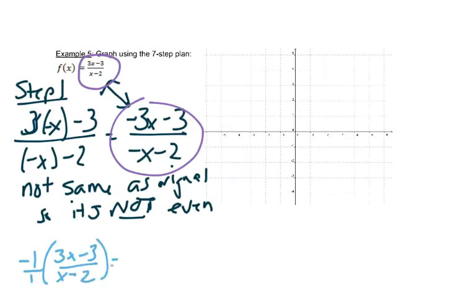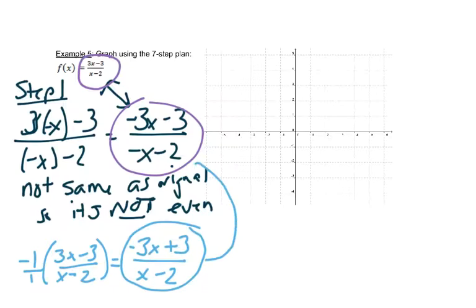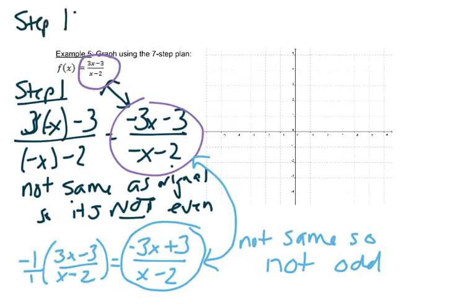And we can put a 1 on the bottom just to see that I'm multiplying that -1 into the top part of my equation. And then I need to compare this with a -1 to where I replaced x with negative x. And they're not the same either. So it's not odd. So what we found here is step 1 tells us there's no symmetry in this problem.